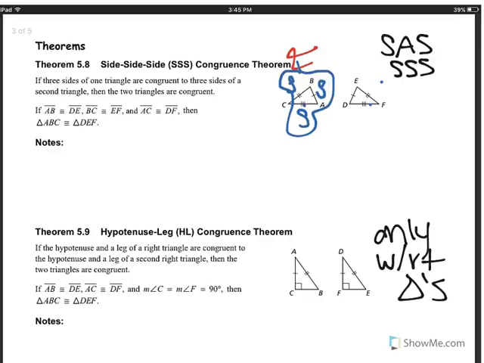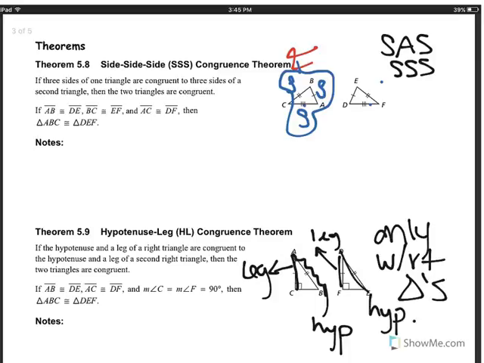Hypotenuse leg is pretty much the same exact thing. Here AC is a leg, and here DF is a leg as well. AB is our hypotenuse, and in the other triangle DE is our hypotenuse. The reason why this works is if you do the Pythagorean theorem, you should be able to find BC and EF, and they'll end up being congruent as well, but this just saves you a little bit of time. Okay, so let's do some examples real quick.